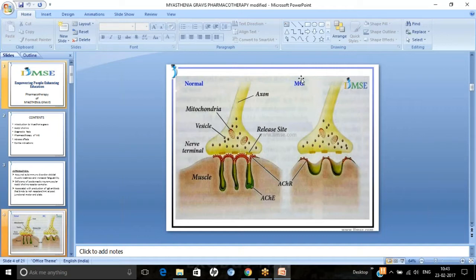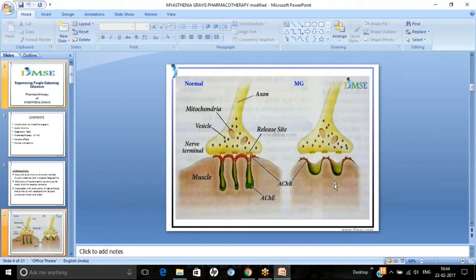But what happens in Myasthenia Gravis? There is a blocking of your receptors due to the antibodies formed against them, because as I told you, it is an autoimmune disorder. So our immune system attacks our body, thereby blocking the receptors with antibodies, and thereby you can see there is no neuromuscular transmission. By that means the neuron cannot pass an action potential further. All right.